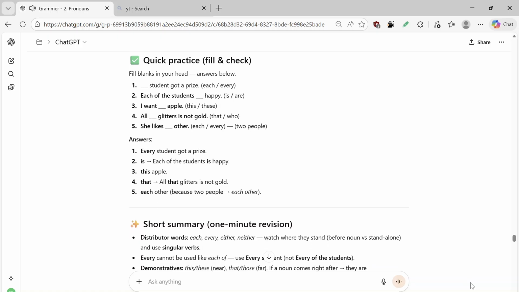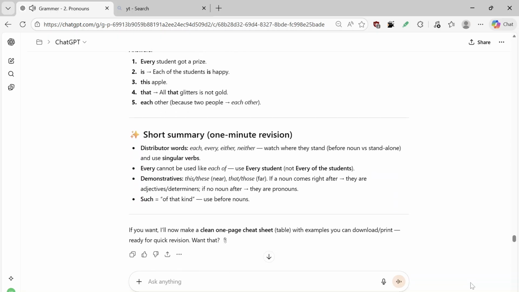Short summary, one-minute revision. Distributive words: each, every, either, neither. Watch where they stand, before a noun versus standalone, and use singular verbs. Every cannot be used like each of. Use every student, not every of the students.